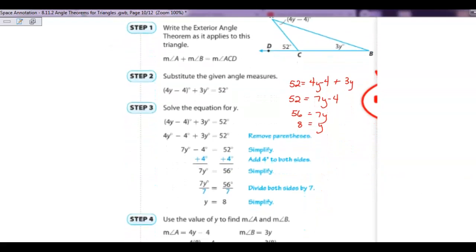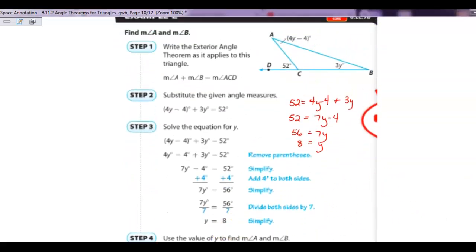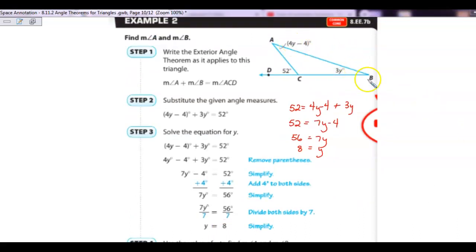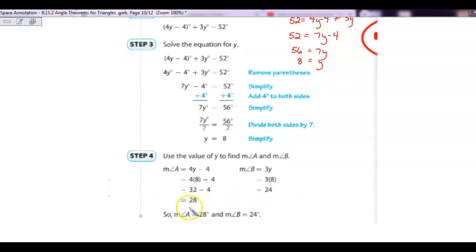Okay, so we've caught up with this here. Now they want to know what the measure of angle A is and the measure of angle B is. I'm just going to substitute 8 in for y, and by doing that I find that angle A is equal to 28 degrees and angle B is equal to 24.